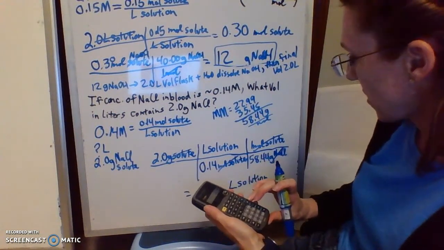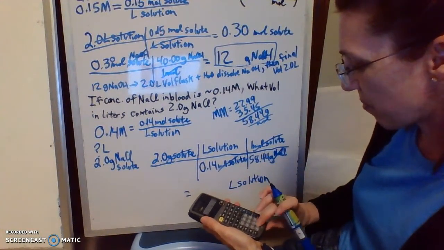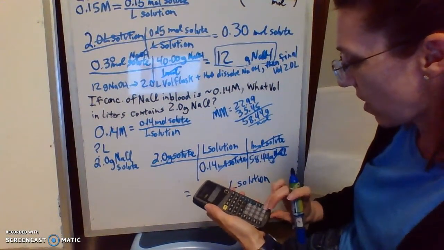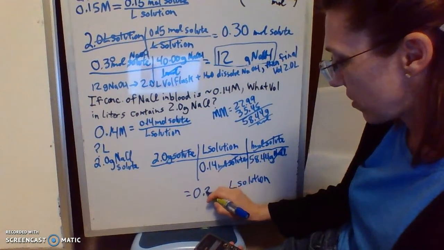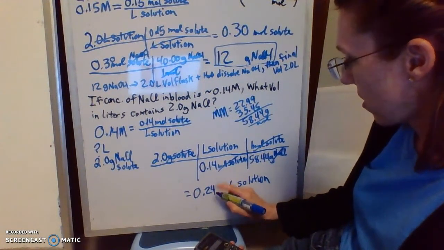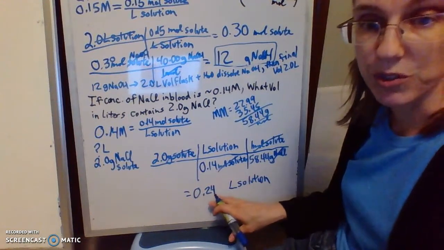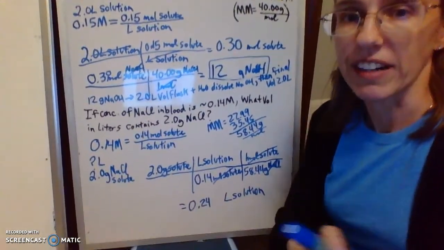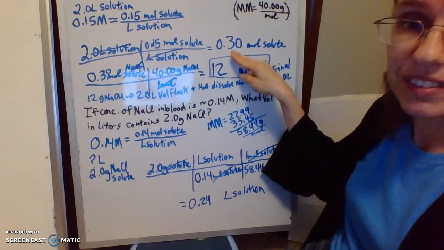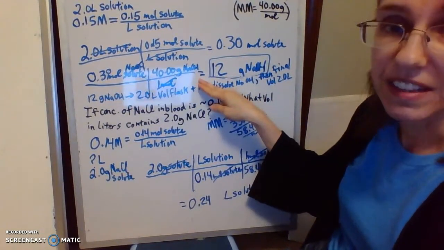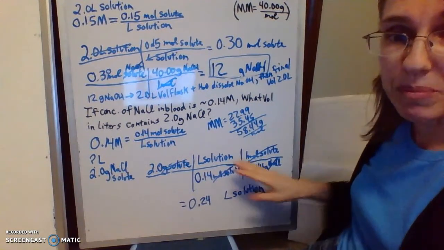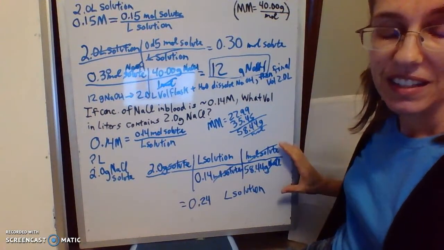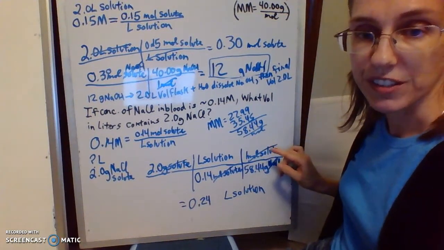We've got 2 times 1 divided by 0.14 divided by 58.44, and we get 0.24 liters of solution, because we can only have 2 significant figures. So we did two calculations here using molarity. Here I did it in 2 steps, found the moles and then did the final calculation. Here I did it in 1 step, just stacking those conversion factors. So you can do it either way as long as you do both sets of conversions. Okay?